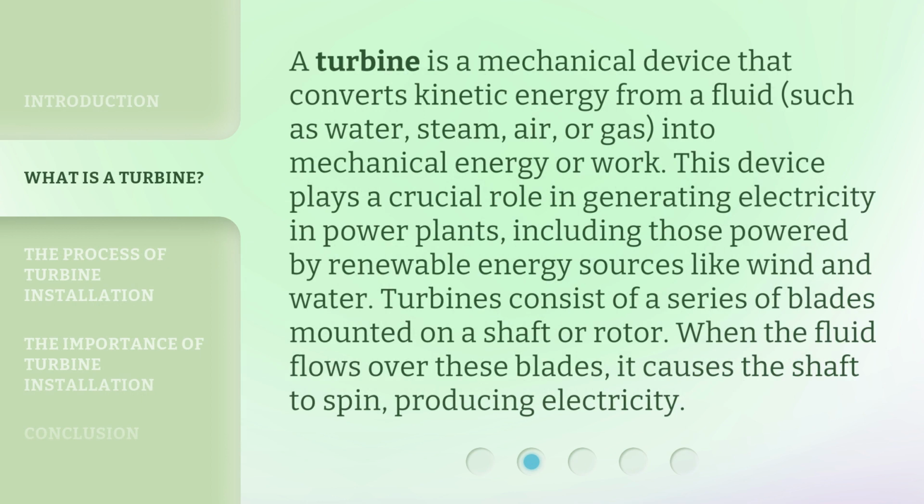A turbine is a mechanical device that converts kinetic energy from a fluid, such as water, steam, air, or gas, into mechanical energy or work. This device plays a crucial role in generating electricity in power plants, including those powered by renewable energy sources like wind and water. Turbines consist of a series of blades mounted on a shaft or rotor. When the fluid flows over these blades, it causes the shaft to spin, producing electricity.